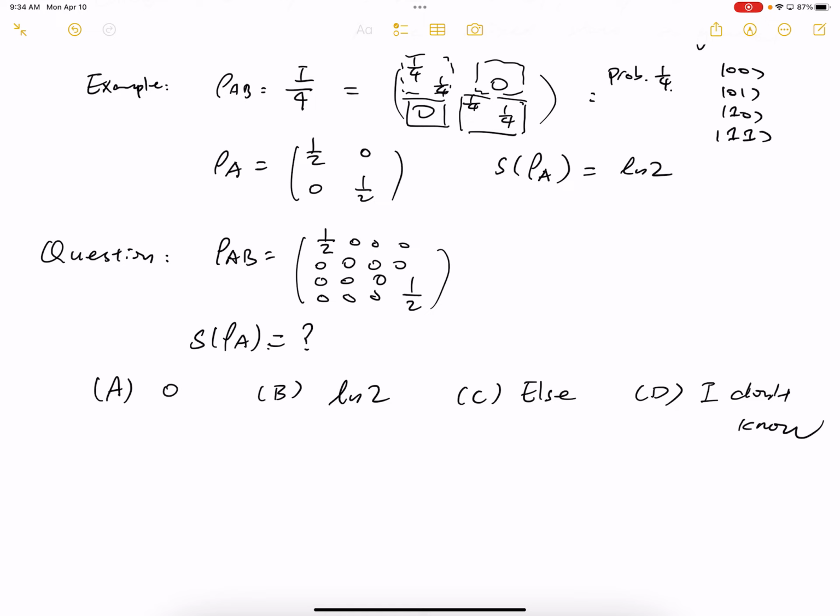Okay, I think most of you finished. All right, it looks like most of you got the correct answer, which is B, log 2. It's basically pretty much the same as the example I just showed, right? You calculate rho A, which is also given by 1/2, 1/2. The reason is, again, you sum over these two is 1/2, these two is 1/2, these two is 0, and these two is 0. So you just do the trace of those 4 blocks, and it still gives you the same rho A.